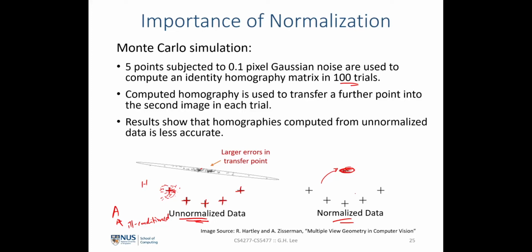And therefore, we have to mitigate this particular problem. We have to turn A from an ill-conditioned matrix into a well-conditioned matrix. And this can be done by normalization. We'll look at how to do the normalization to achieve this.